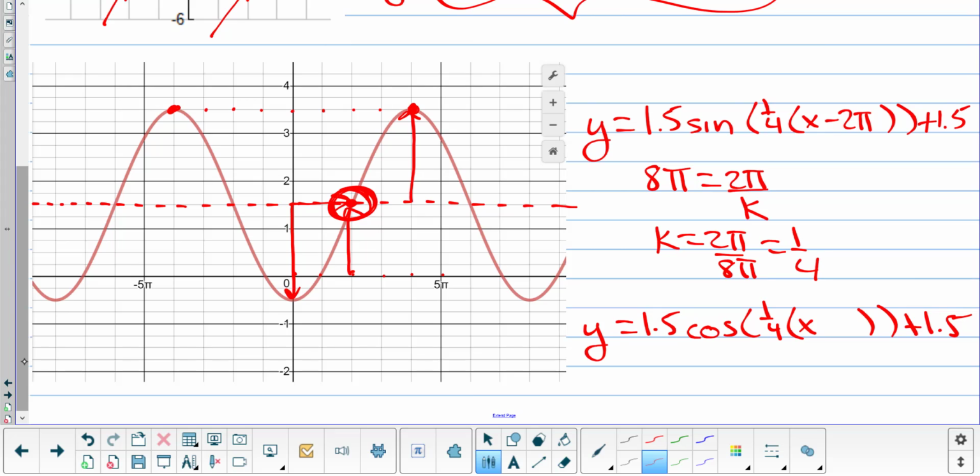Now, I may have to make it positive or negative. There might be a phase shift. It all depends on what point I want to choose. If I pick this one, which is on the y-axis, I do have to make it a negative cosine, but then I'll have no phase shift. If I pick this one or this one, I won't have to make it negative, but then I'll have to include the phase shift. So if I pick this one down here, that is the answer. I'm done.